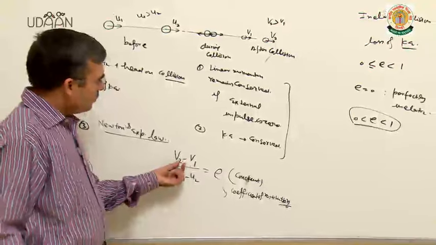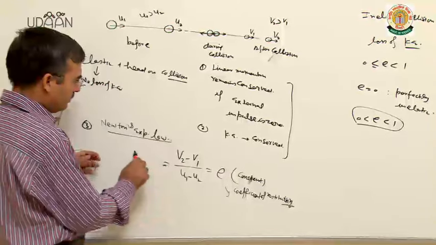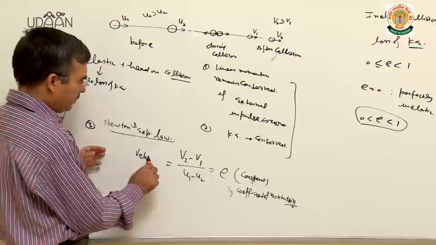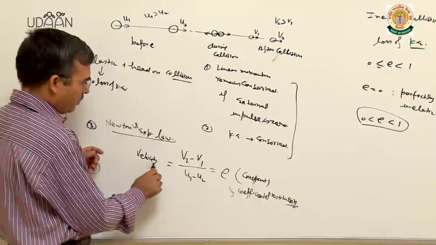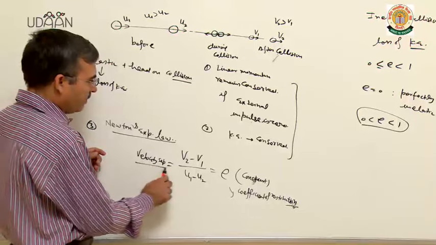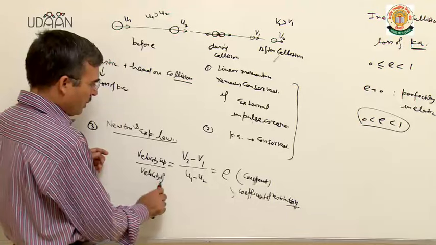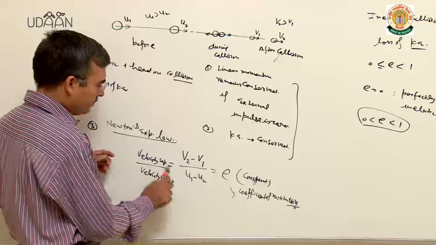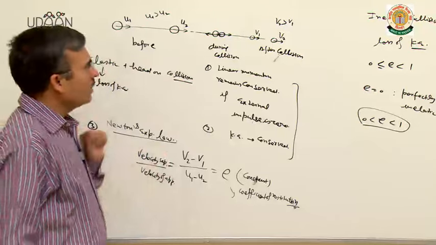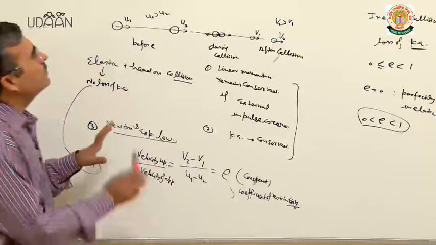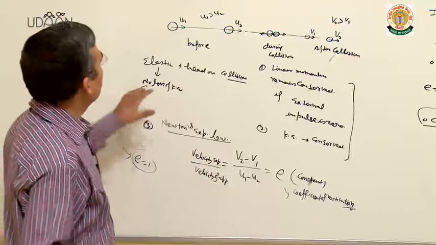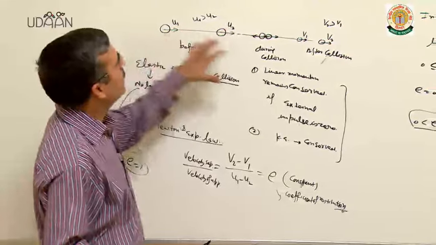And that is velocity of separation divided by velocity of approach. In case of two-dimension collision, it is head-on, means one-dimension collision.